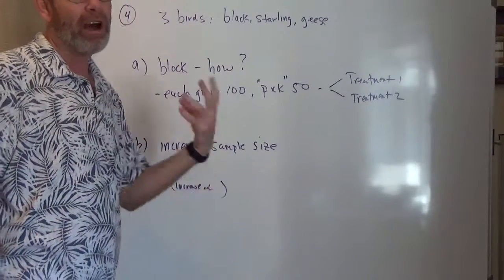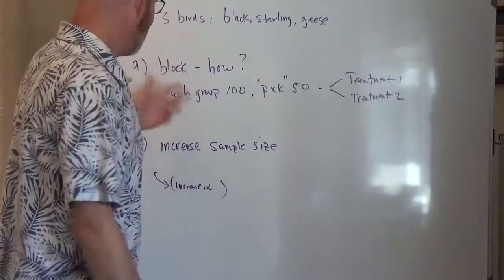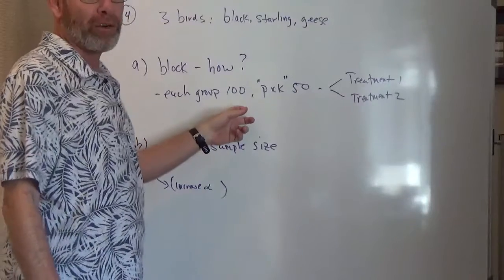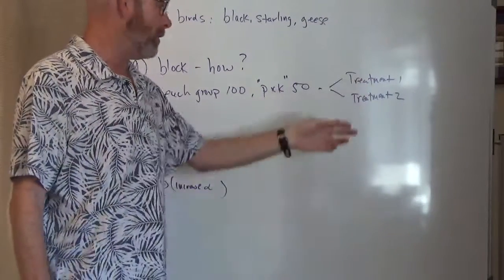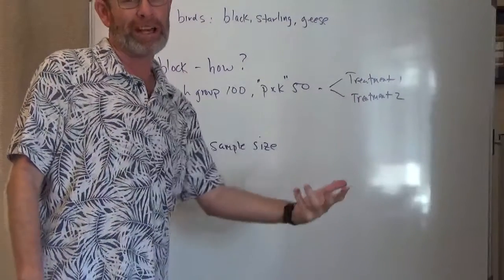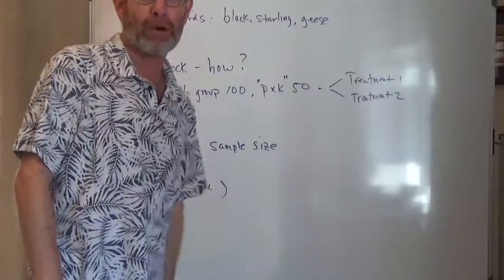So you got to talk about random assignment, right? So I would say something like, for each group of 100 birds, we're going to have to pick 50. The first 50 are going to get treatment 1, the second are going to get treatment 2. It's pretty simple, but you got to explain how you're going to do that. So somehow you got to number the birds, name the birds.